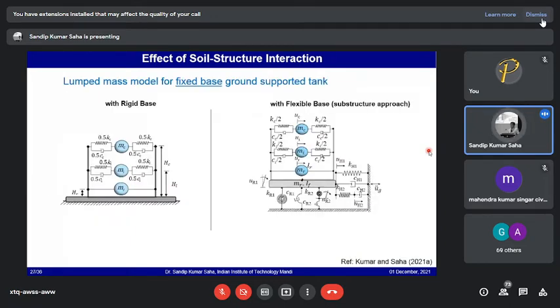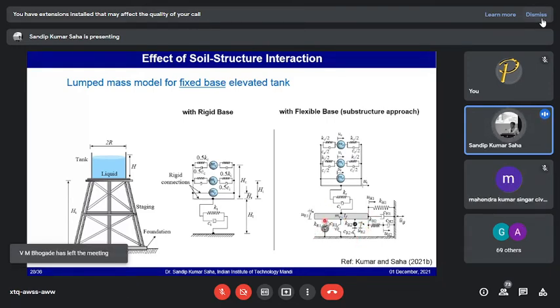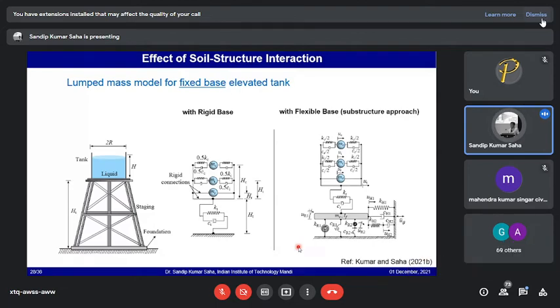So the same model which we had considered earlier with rigid base or fixed base conditions, we are considering with flexible base where soil structure interaction is considered. For lumped mass, again, we are talking about the lumped mass approach. The direct approach will also be shown, but here we are considering the lumped mass approach where the soil structure interaction is also lumped using these springs, and translational as well as rotational springs are there.